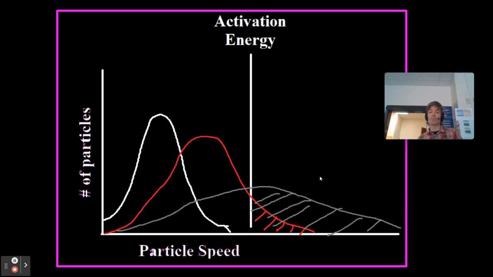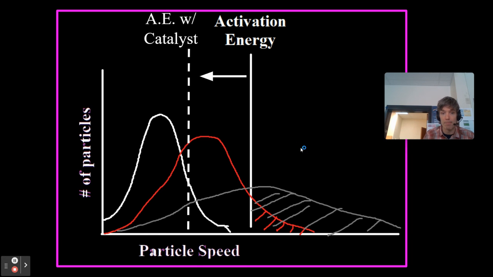Now, with the catalyst, something similar occurs, except the catalyst is going to move this line to the left. It's going to lower it. It's going to diminish it. Therefore, it's going to allow more reactions to occur because more particles at every temperature are going to now have the activation energy needed.